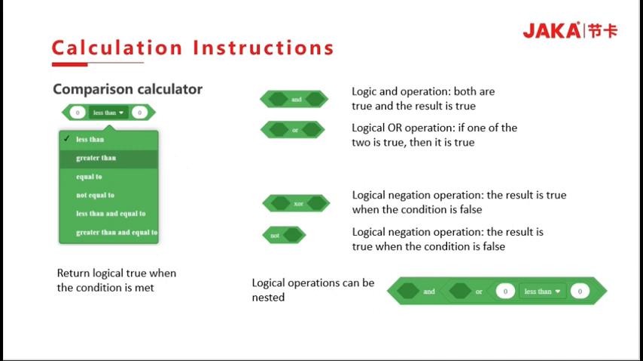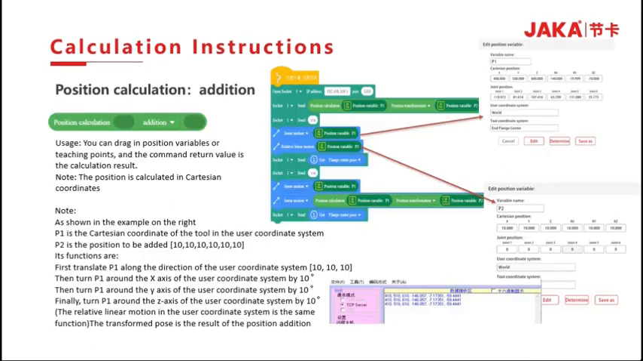Logical OR operator: the result is true if one of the two is true. XOR operation: the result is true when the two are different. Logical negation operator: the result is true when the condition is false. Logic operations can be nested.